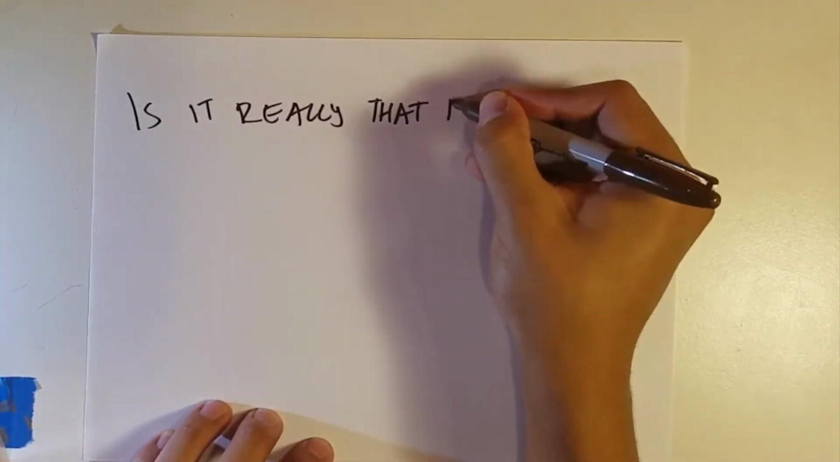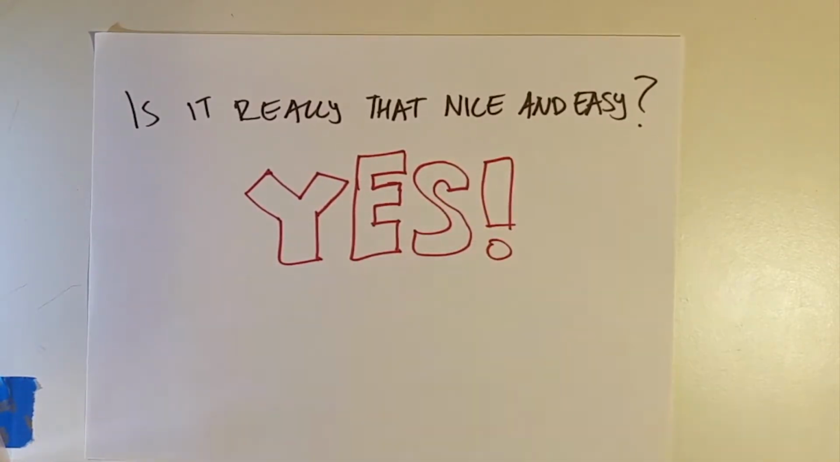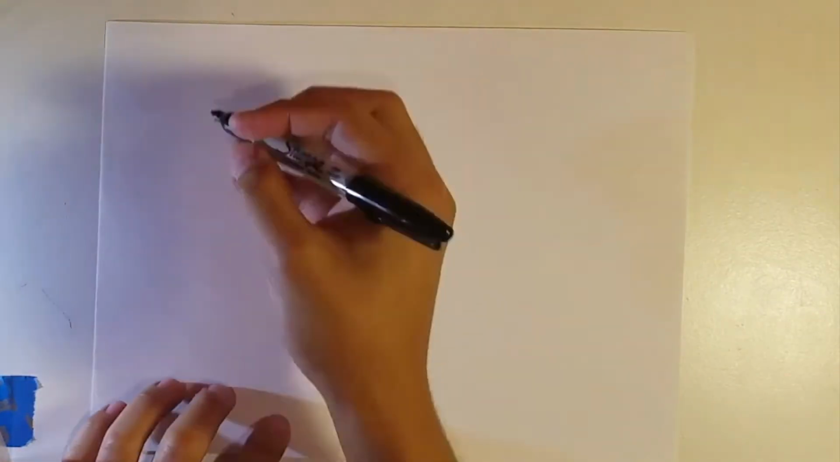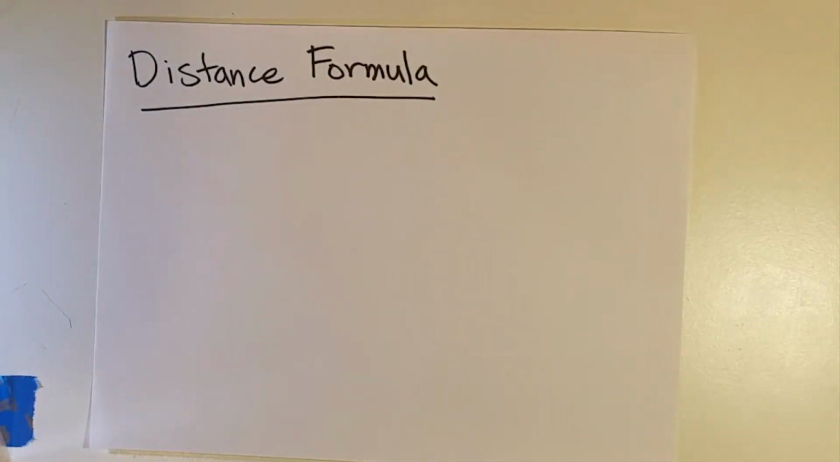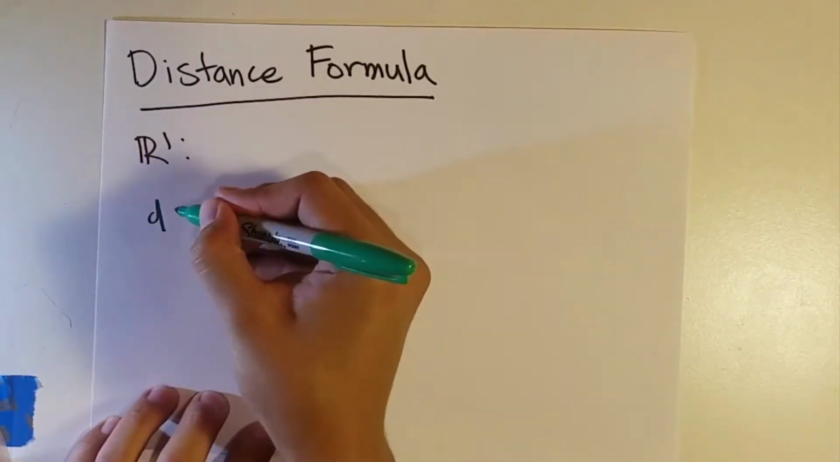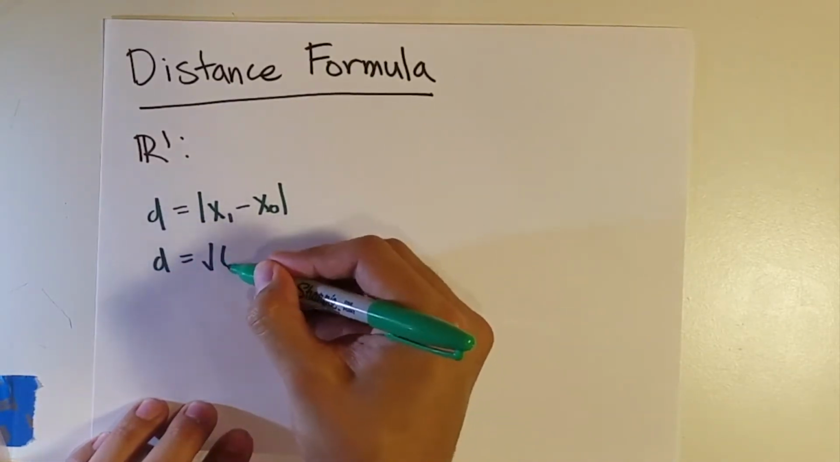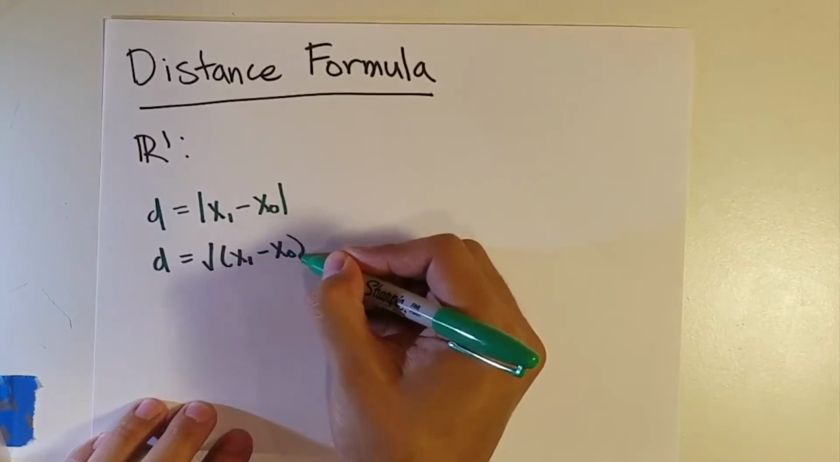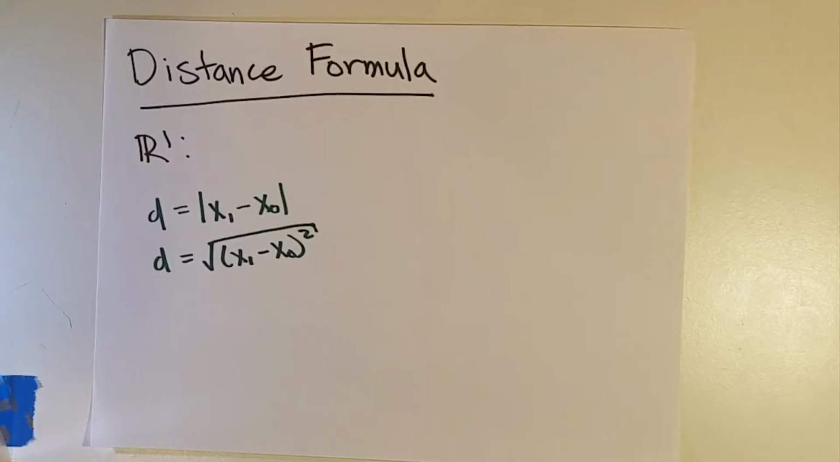After all that fun, you may be wondering, is going up one dimension really that nice and easy? Well, the short answer is pretty much. A lot of students overthink three dimensions, but the concept is fairly simple. That simplicity is found in the distance formula. Let's compare the distance formulas in R1, R2, and R3. We know that the distance formula in R1 is d equals the absolute value of x1 minus x0. And we know from earlier courses that the absolute value can be rewritten as the square root of the inside square, or the square root of (x1 minus x0) squared.